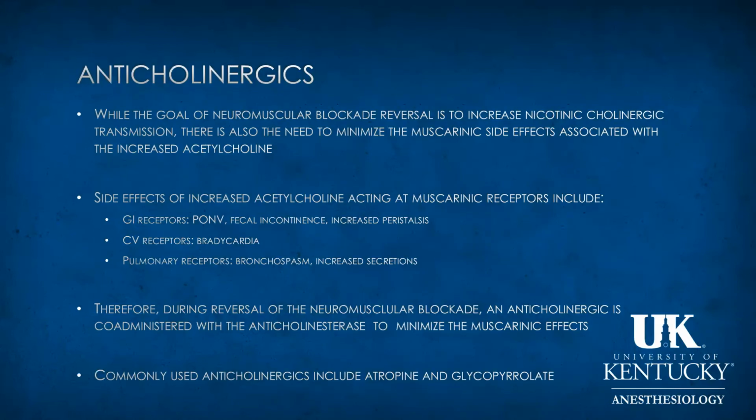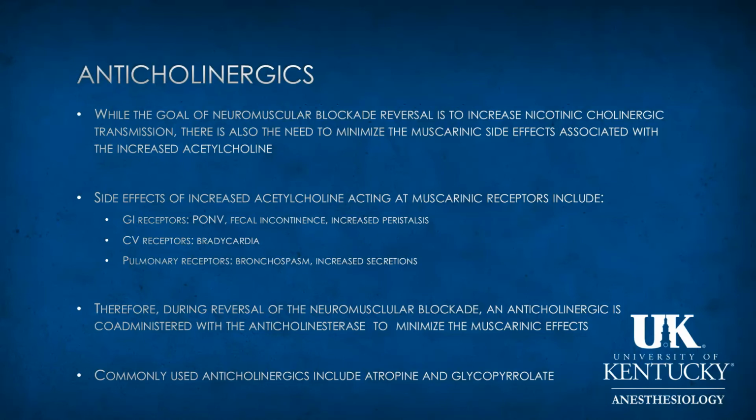While the goal of neuromuscular blockade reversal is to increase the nicotinic cholinergic transmission, there's also a need to minimize the muscarinic side effects associated with the increased acetylcholine. This is where anticholinergics come into play. The side effects of increased acetylcholine acting at these muscarinic receptors include, at the GI receptors, post-op nausea, vomiting, fecal incontinence, as well as increased peristalsis.